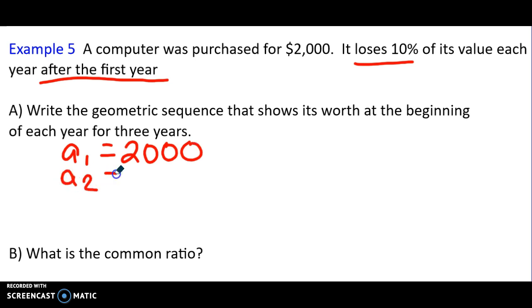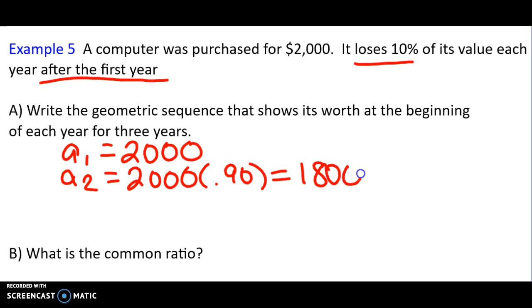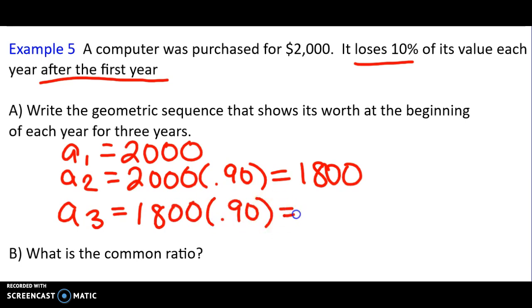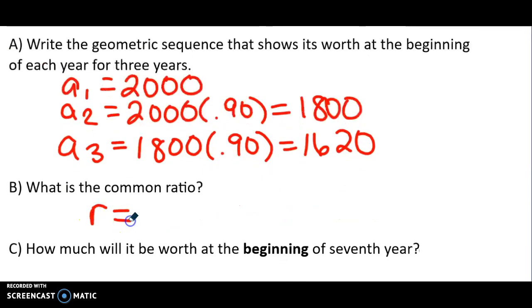So at the beginning of the second year, it's worth $2,000 times 90% of it if it lost 10% each year. And at the beginning of the third year, it's worth $1,800 times 90% of that previous year, which is equal to $1,620. So we see there that the common ratio is that 90%.